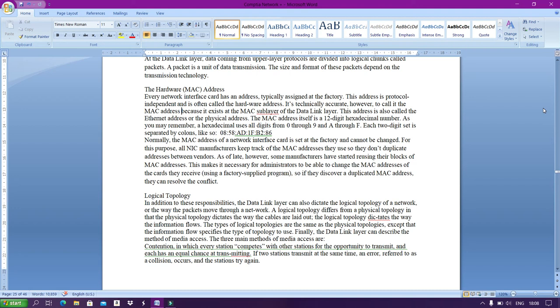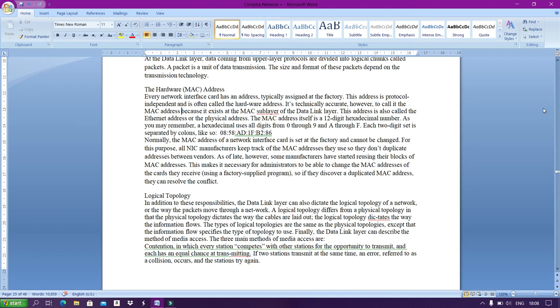As you may remember, hexadecimal uses all digits from 0 through 9 and A through F. Each two-digit pair is separated by colons, like 08:58:AD:1F:B2:86.